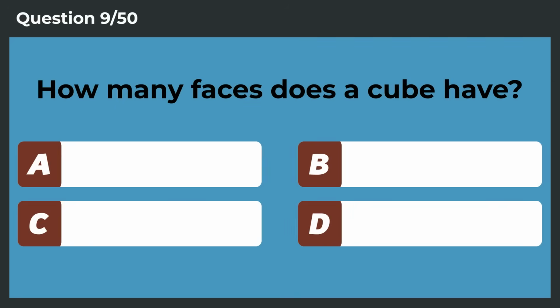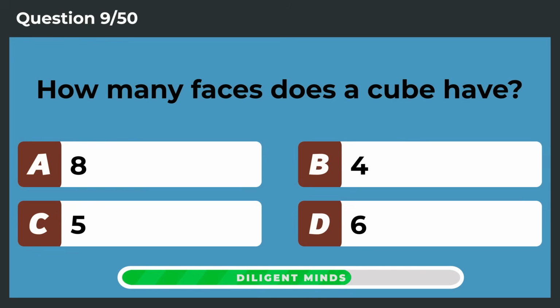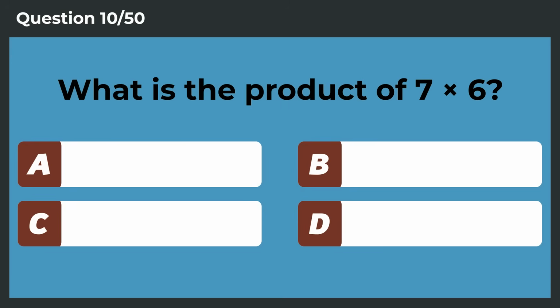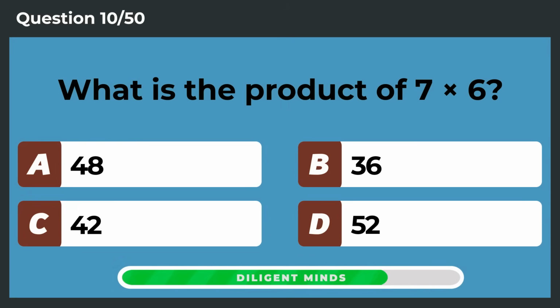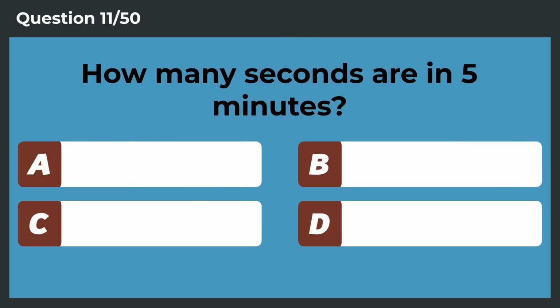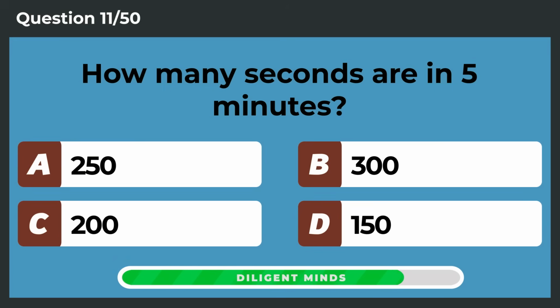How many faces does a cube have? 6. What is the product of 7 times 6? 42. How many seconds are in 5 minutes? 300.